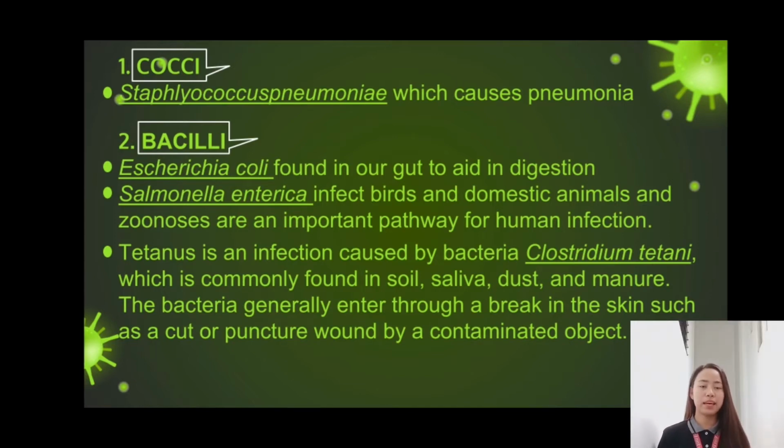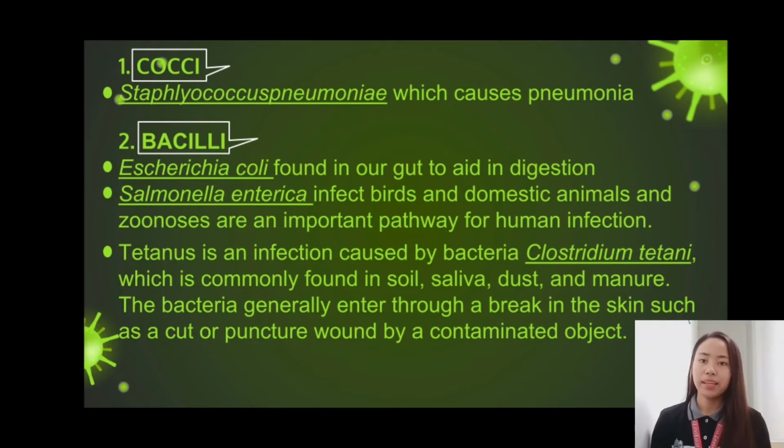Number 2 is bacilli. Under this is Escherichia coli, which is found in our gut to aid in digestion. Another under this is Salmonella enterica, which infects birds and domestic animals, an important pathway for human infection. Tetanus is an infection caused by the bacteria Clostridium tetani, which is commonly found in soil, saliva, dust, and manure. The bacteria generally enter through a break in the skin, such as a cut or puncture wound by a contaminated object.